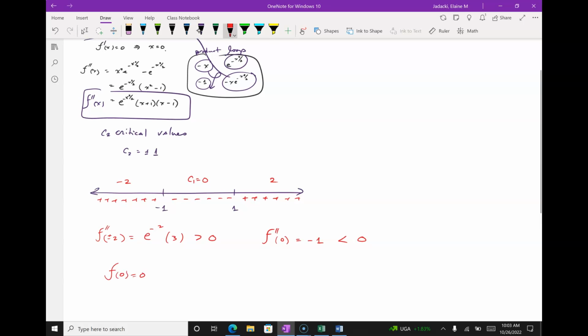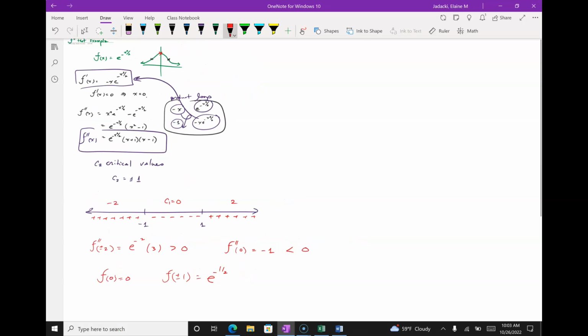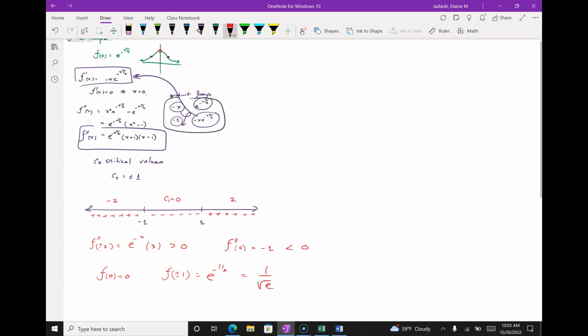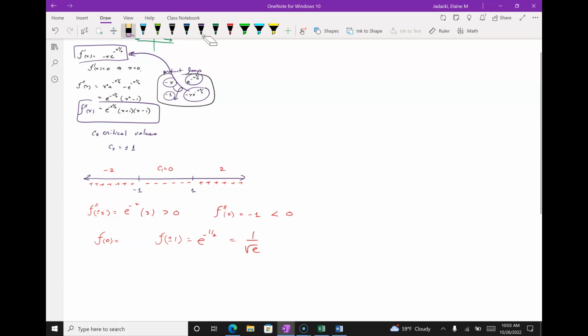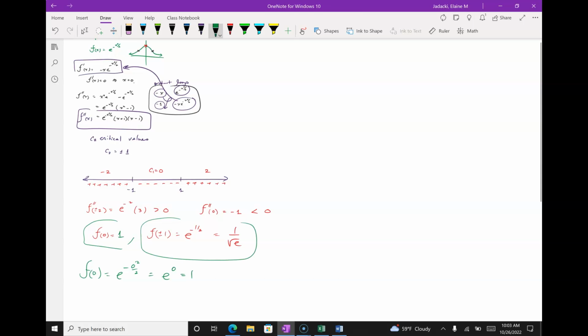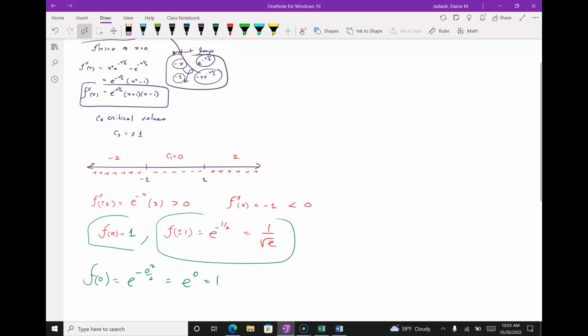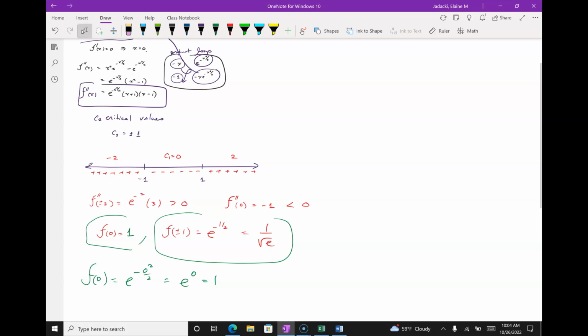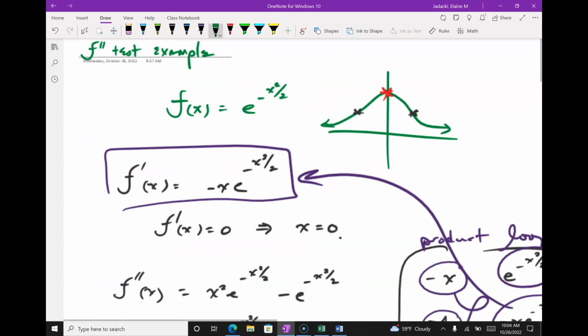Notice that f of plus or minus 1 is e to the minus 1 half, which is 1 over square root of e. Oh, sorry, f of 0 is 1, isn't it? You agree? So I need these for my conclusion, right? F of 0 is e to the minus 0 squared over 2. Remember, we're using their original function f, right?